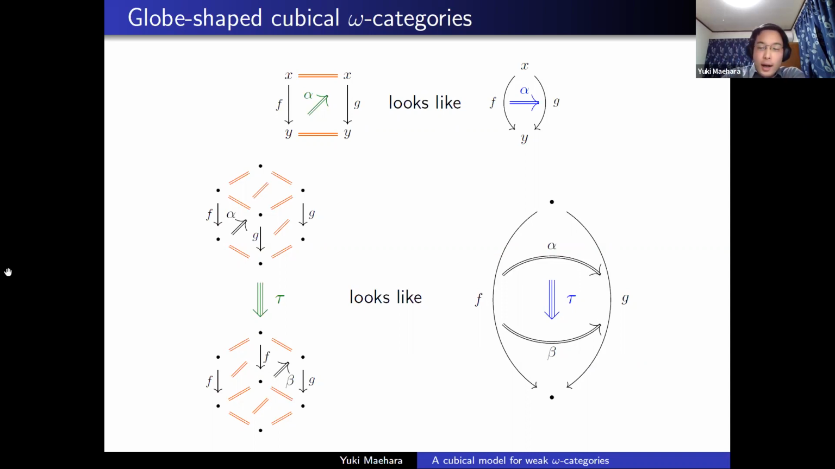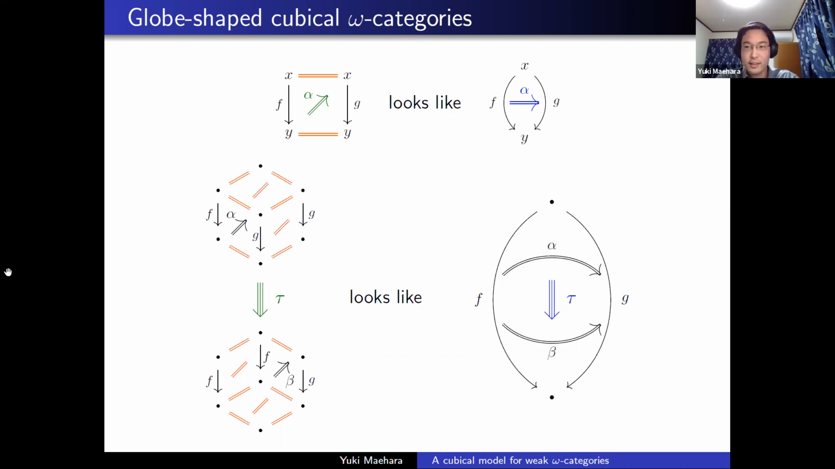Now, I mean that's a cool theorem, but now what? Well, now we have 2 different ways of looking at these omega categories, or maybe more precisely, we have 2 different kinds of shapes that we can use to think about omega categories. And different shapes are good for different things.